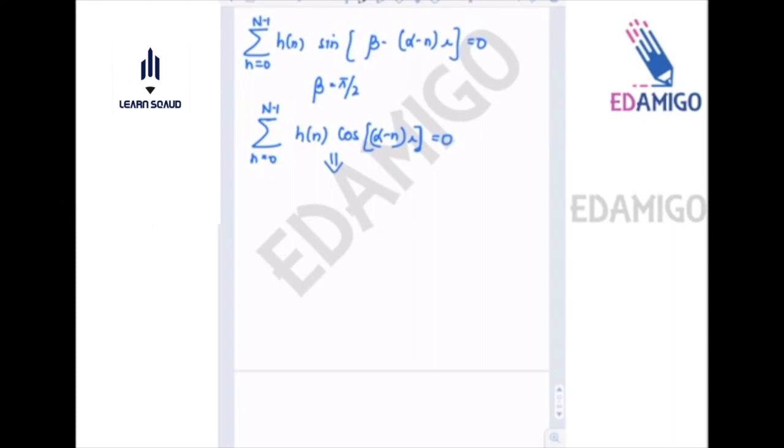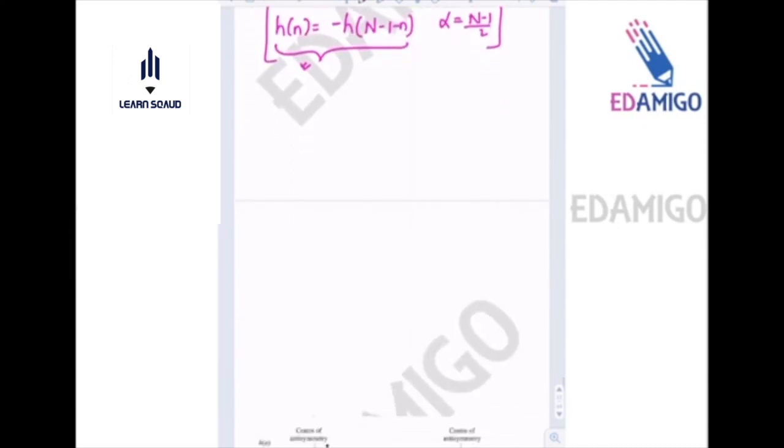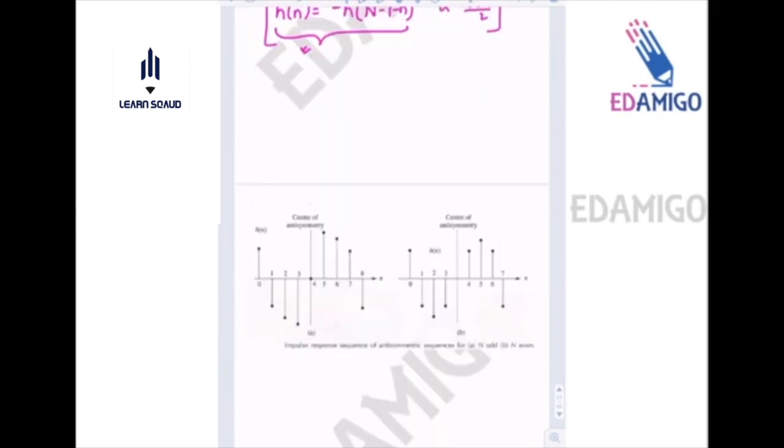So this summation can be 0 only when, and these conditions are very important, Hn is equal to minus H of capital N minus 1 minus n, and alpha equals to capital N minus 1 divided by 2. So in the previous part of this lecture we have seen two conditions where Hn was symmetric about capital N minus 1 divided by 2. Here Hn has to be antisymmetric about capital N minus 1 divided by 2. So we can prove this also.